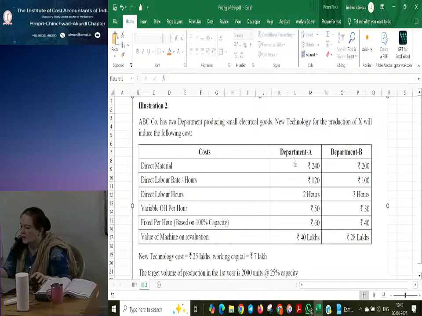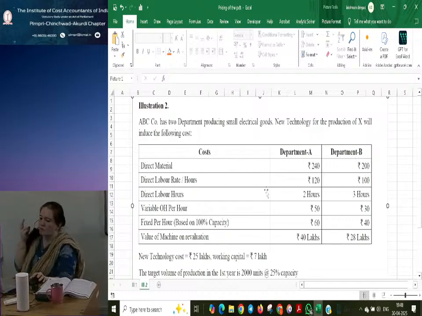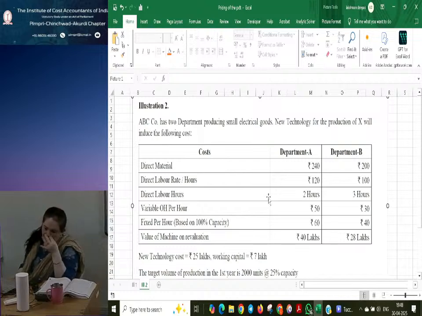Illustration 2: ABC company has 2 departments producing small electrical goods. New technology for the production of X will induce the following cost. What is the cost that is expected? Department A and department B put together, whatever the amount is, will be the per unit cost for producing 1 unit of electrical good, because it has to go through these 2 departments. For direct material, we have 240 rupees for department A and 200 for department B. Put together it is 440 rupees per unit.